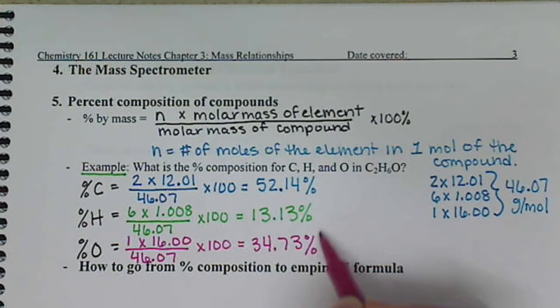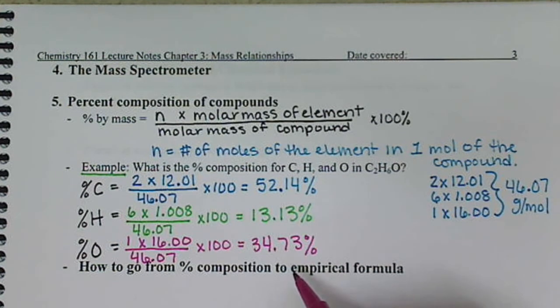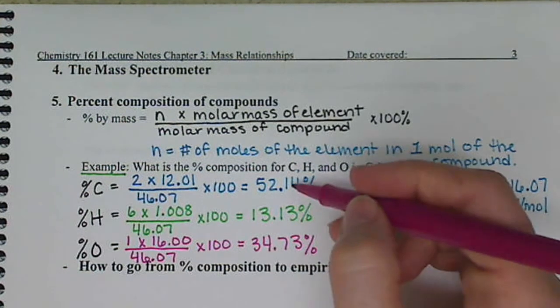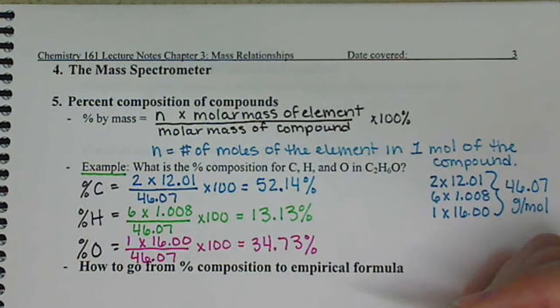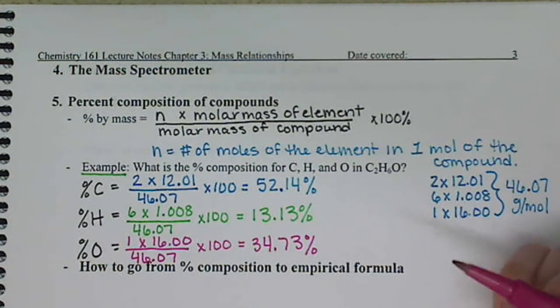Don't worry if your numbers when you calculate don't add up to exactly 100%. They should definitely be close, but depending on how you round your percentages, that's going to affect how they add up.